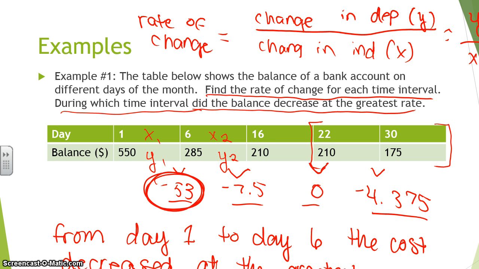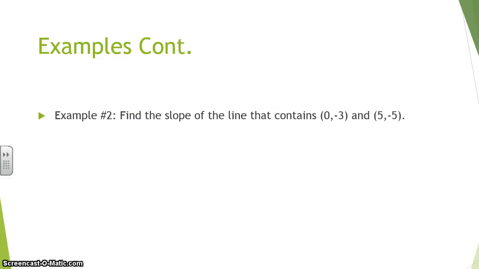Okay, so that's working with the rate of change problem with intervals. Sometimes too you might see tables with intervals like this, and you'd have to graph them and find the rate of change between that. So you'll see a little bit of that in the book. Going on to the next example, this is where we're going to be finding the slope of the line that contains 2 points, 0, negative 3, 5, negative 5.